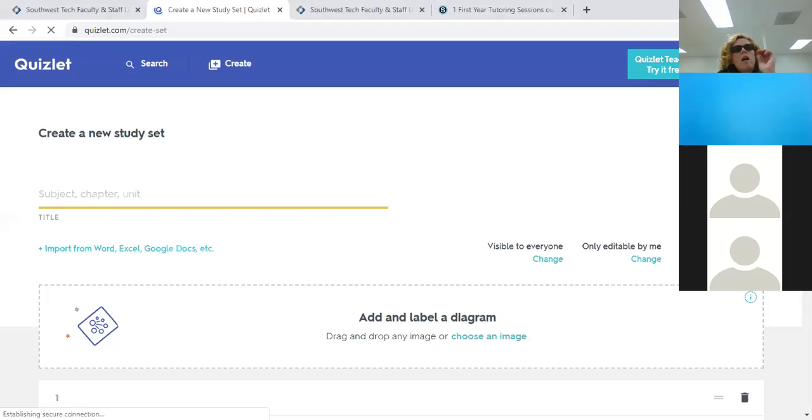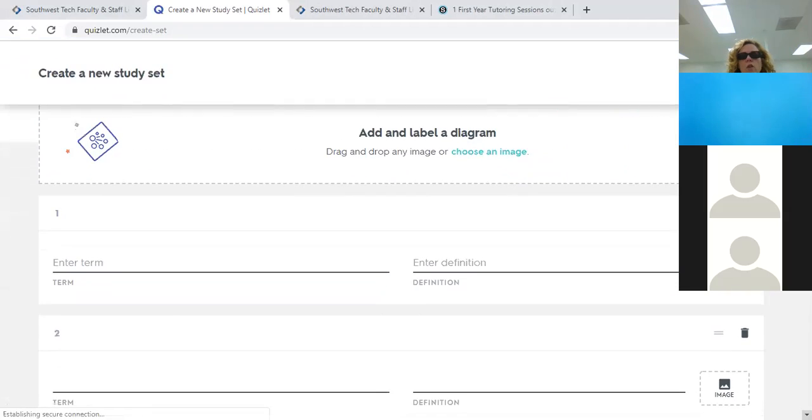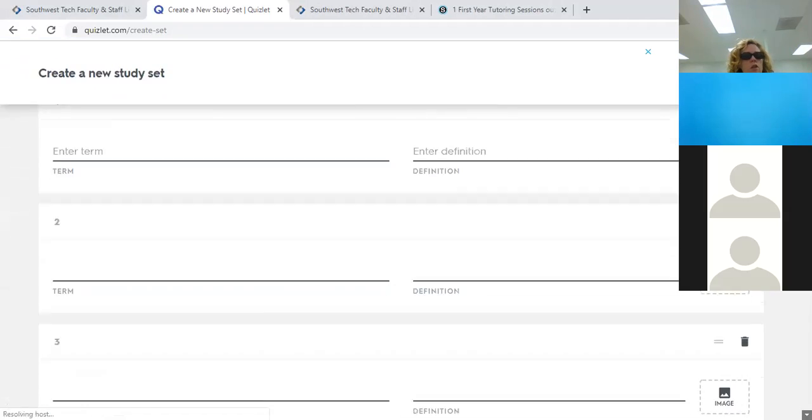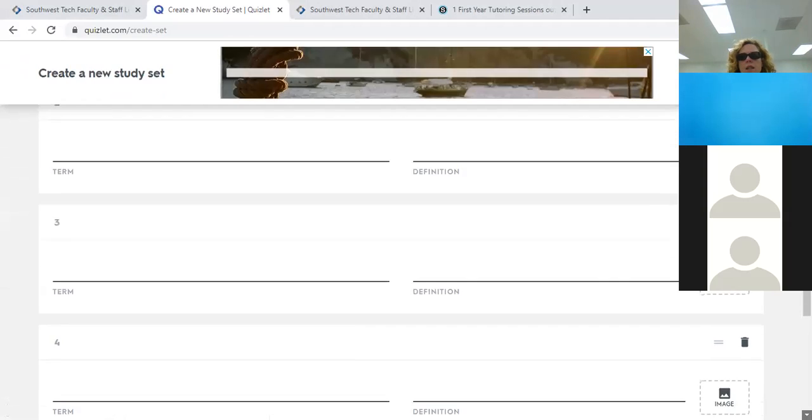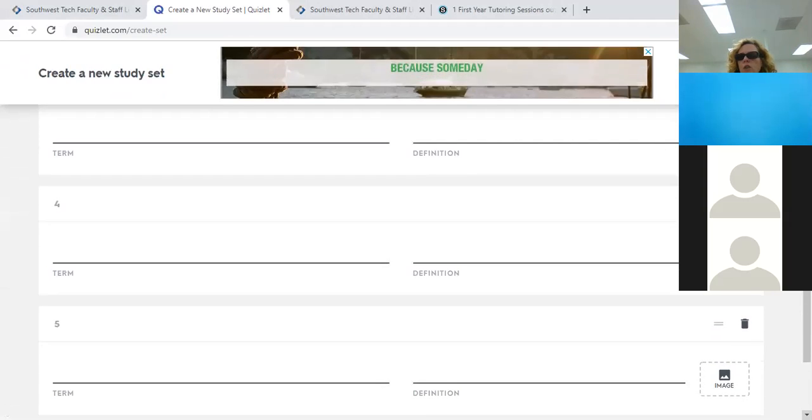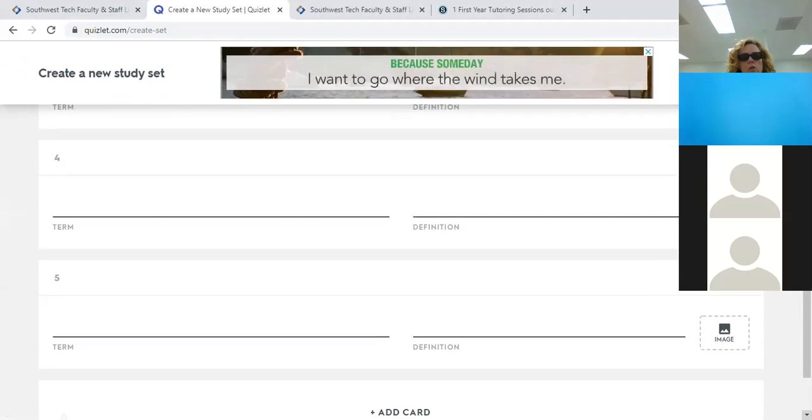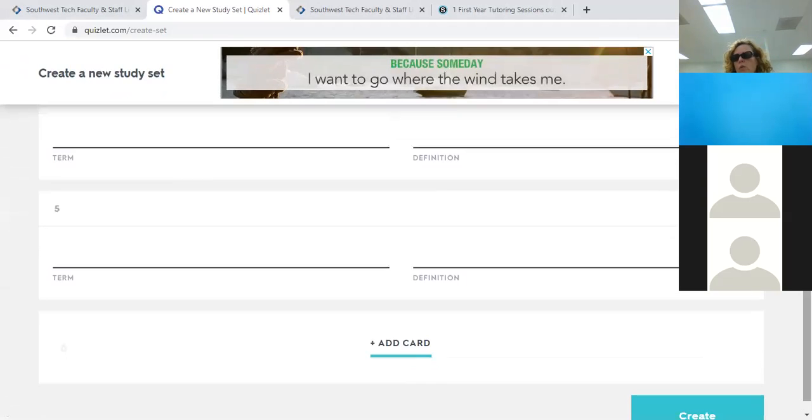So what I did was I signed up for Quizlet. I went to the free Get Started one, and it's real simple. So basically, you can put the subject, the chapter, the unit here. You can put a diagram in if you want, and then you can enter the term and the definition. So you can go back and forth. Has anybody else who uses it, is this the standard way that you guys use it, or is there other tools on here that you have used?